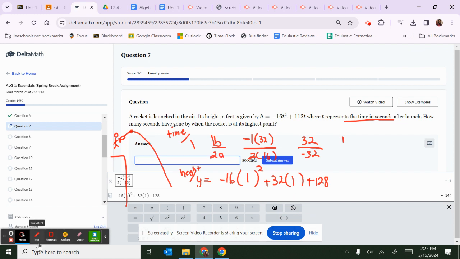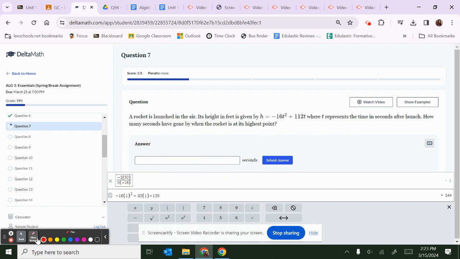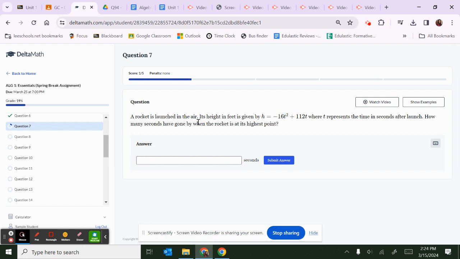All right. So when I look at this other problem, guys, we're going to do the exact same thing. But first, let's read the problem before we assume that. So it says a rocket is launched in the air. All right. Its height in feet is given by this equation, where t represents the time in seconds after launch. How many seconds have gone by when the rocket is at its highest point?